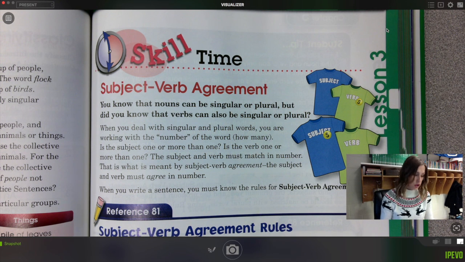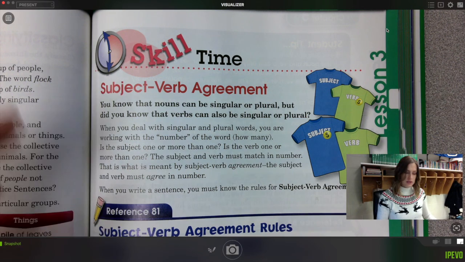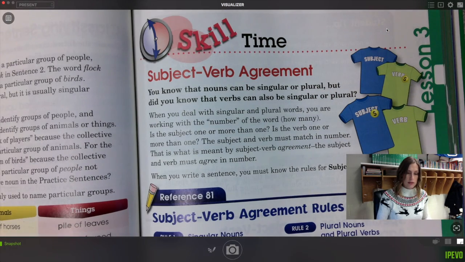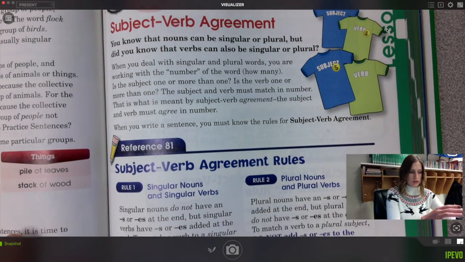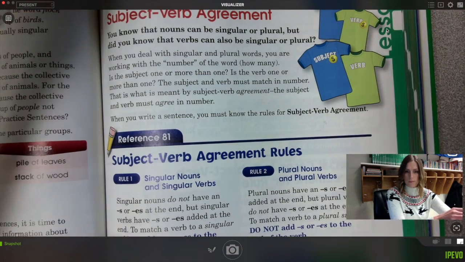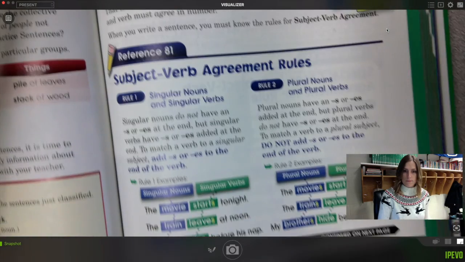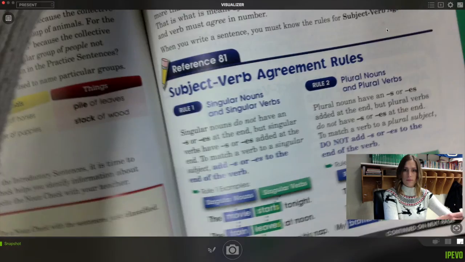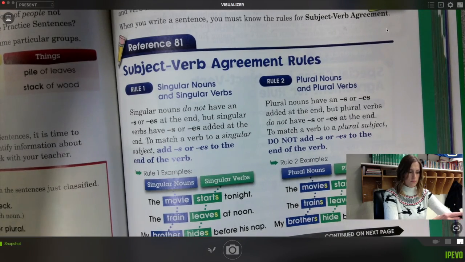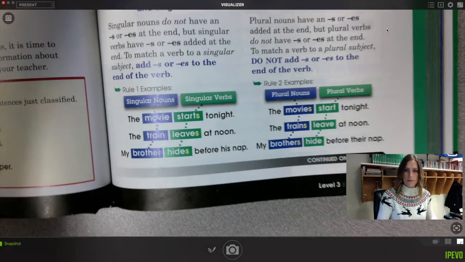Those must agree. When you write a sentence, you've got to know the rules for subject-verb agreement. Now, we've got 2 main rules, as you can see in this picture down at the bottom. There you go.